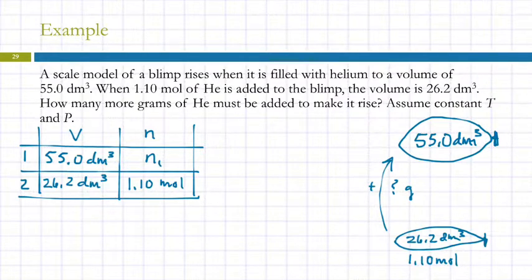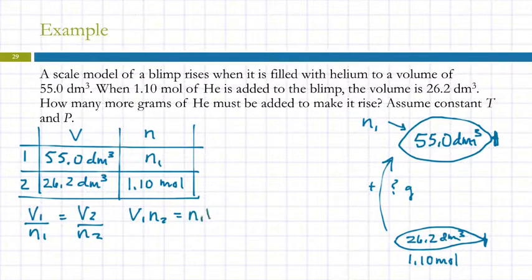We can calculate N1. N1 is the number of moles when it's floating, with the volume up here. So let's do that. This equation works the same right side up or upside down. This time we're looking for N1, so divide both sides by V2.